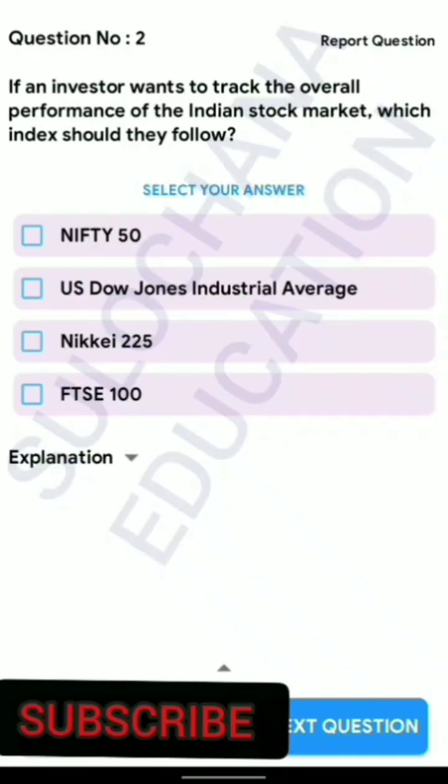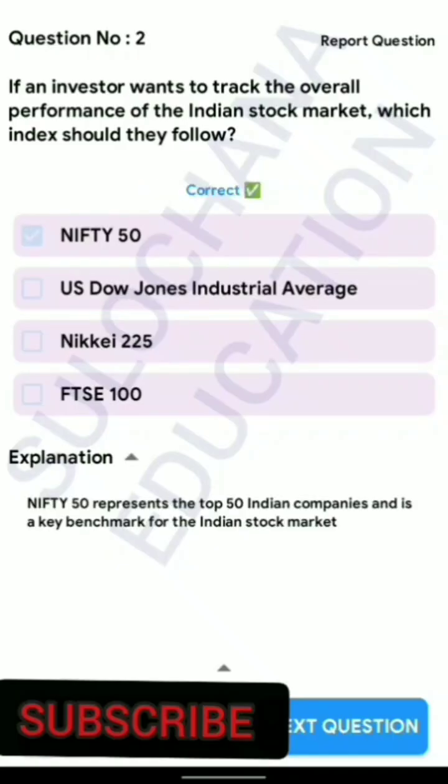If an investor wants to track the overall performance of the Indian stock market, which index should they follow? Options A, Nifty 50, B, US Dow Jones Industrial Average, C, Nikkei 225, D, FTSE 100. Answer is A.